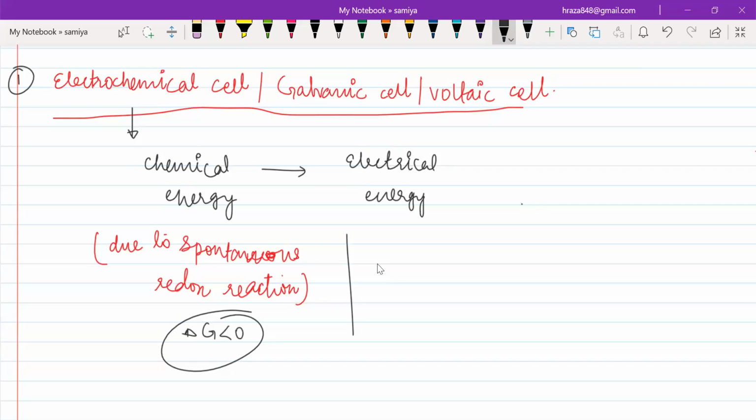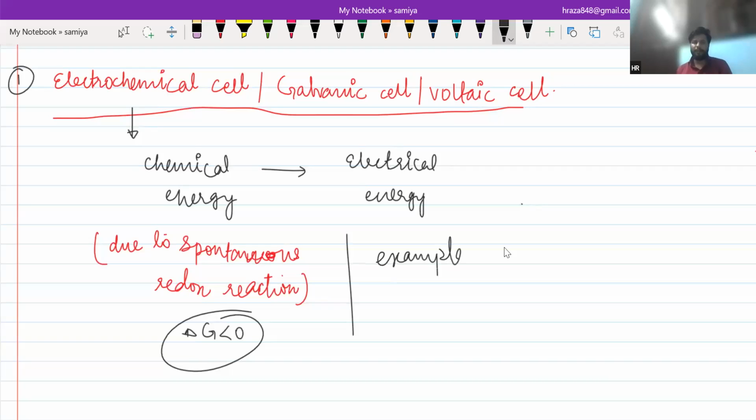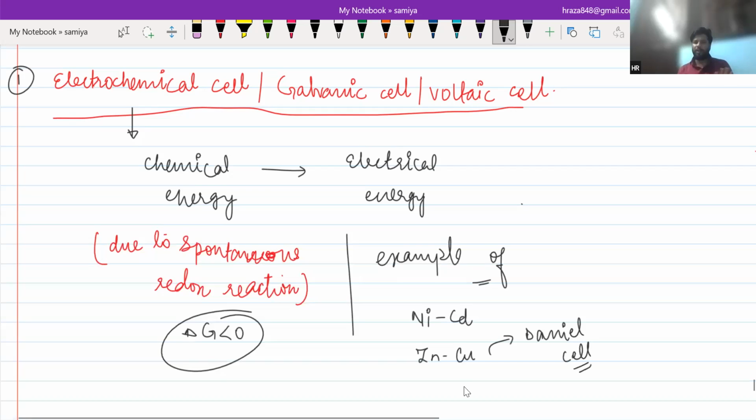Examples of galvanic cell or voltaic cell: nickel cadmium cell, zinc copper cell. Zinc copper cell is also known as the Daniel cell, which is the name of a scientist. Also, copper lead cell. So these are all examples of electrochemical cells. Please write it, and then I'm going to define.